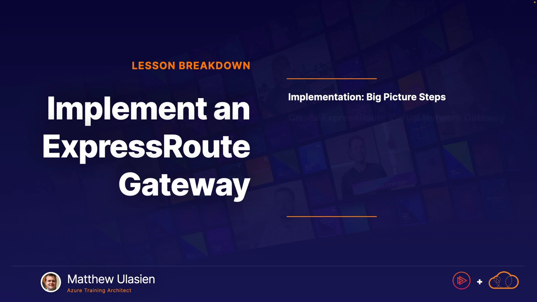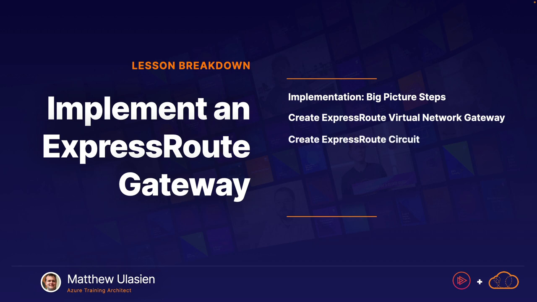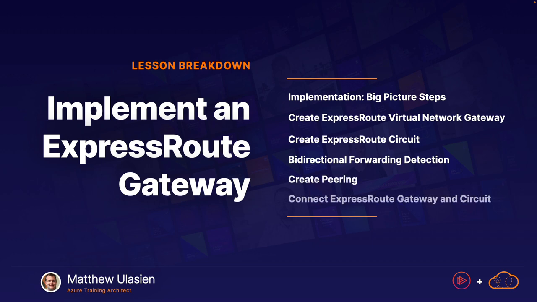And then we will break those steps down by first focusing on creating an ExpressRoute virtual network gateway, creating the ExpressRoute circuit itself, both on the Azure side and the service provider side. Focusing on creating our circuit, we're going to have a really quick high-level side discussion on a feature called bidirectional forwarding detection, from which we will go through our next implementation step, which is creating our peering, and then moving on to our last step, which is connecting our ExpressRoute virtual network gateway, or in other words, our virtual network, to our newly created ExpressRoute circuit.